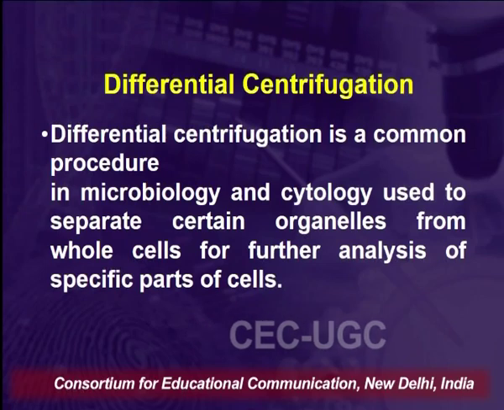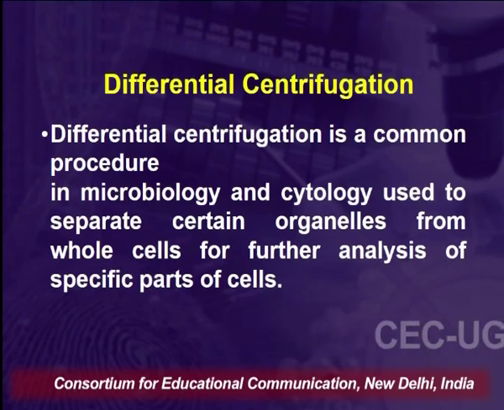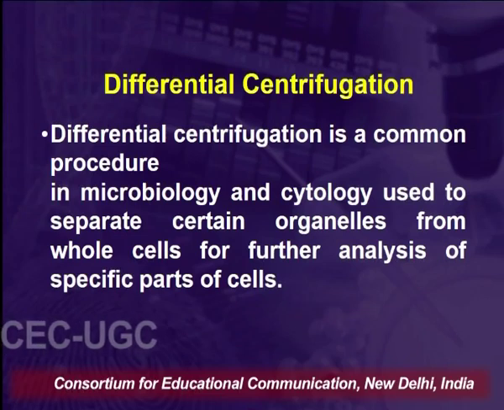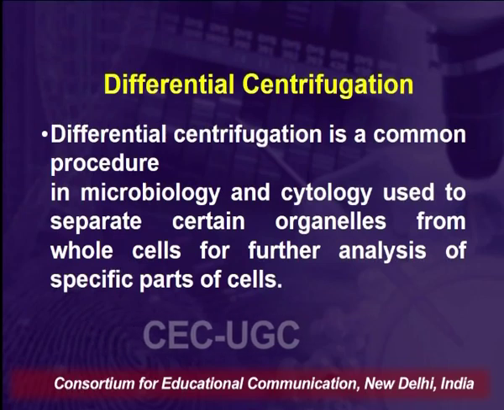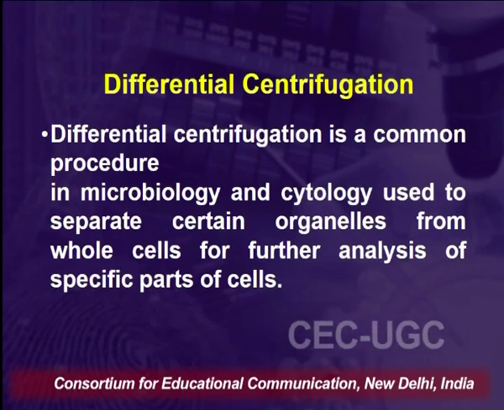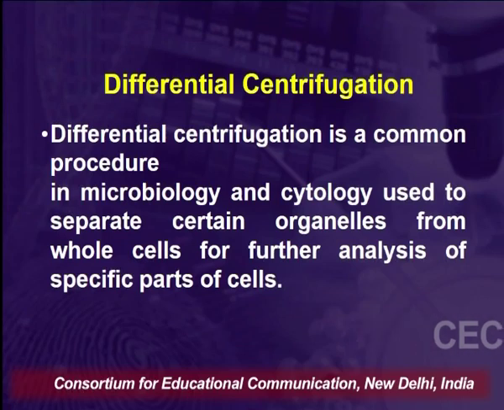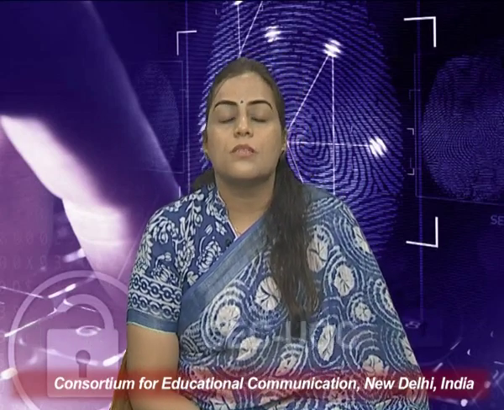This is different from differential centrifugation, which is a common procedure used in microbiology and cytology to separate certain organelles from whole cells for further analysis of specific parts of cells. So, basically, differential centrifugation is based on size, shape, etc., whereas density gradient centrifugation is typically based on the density of the particular materials.